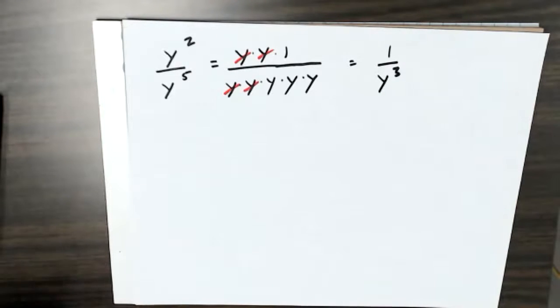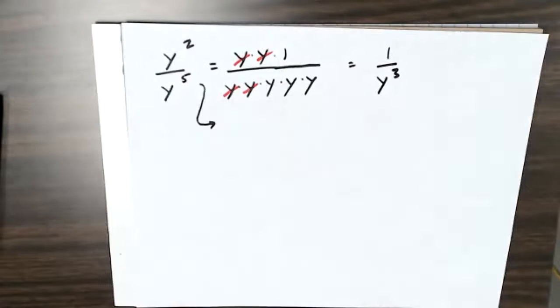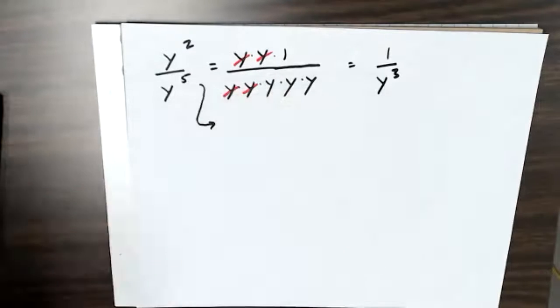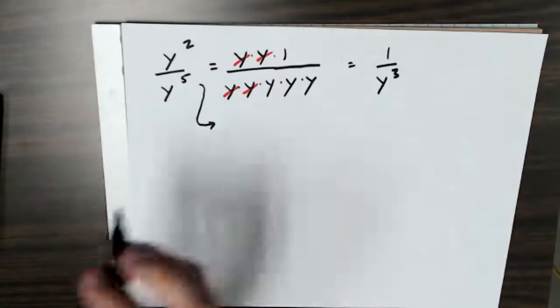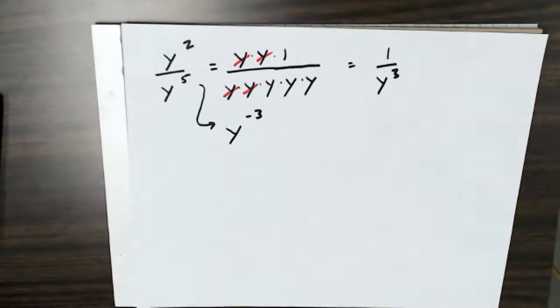That's the old way of doing this, and there's nothing wrong in doing that. But now we know the quotient rule says you have to subtract these, right? But look, 2 minus 5 would give me a negative number. So we wind up with y to the negative 3, okay? Y to the negative 3.